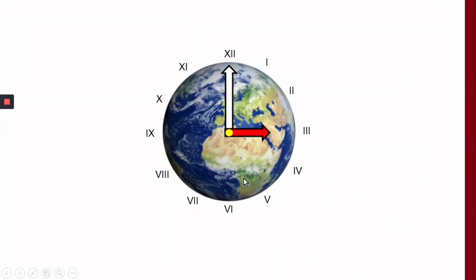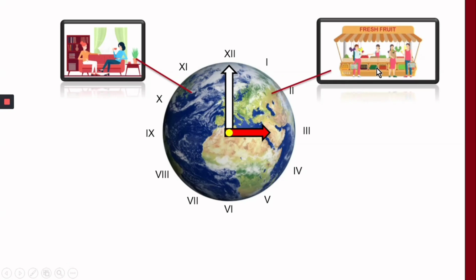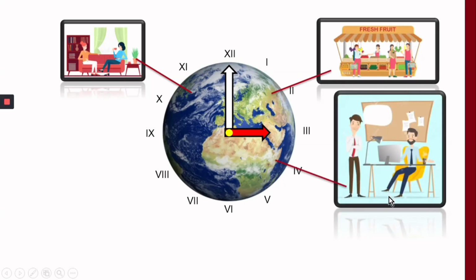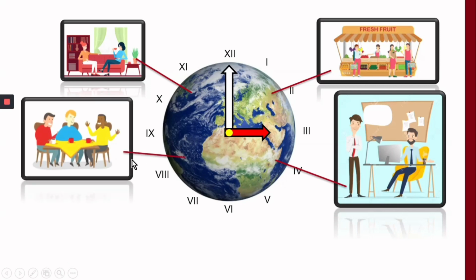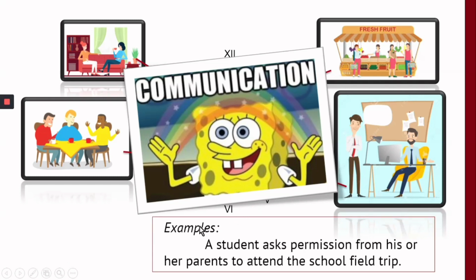Communication literally happens everywhere. In your home when you talk to your parents or argue with your siblings, in the market when you buy your favorite meal, in your workplace when you talk with your boss, in the cafeteria when you are chatting with your friends, and even right now while you are watching this presentation. Communication is happening. Like other abilities, communication is an innate ability of human beings that enables us to interact with one another.